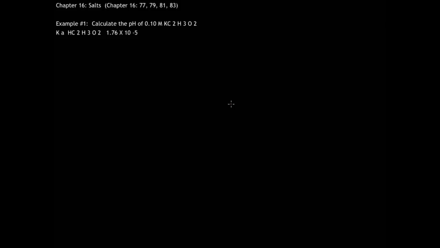Here we go. All right, calculate the pH. Ooh, that's kind of funky. Of a 0.1 molar, and this, I'm going to rewrite this, KC2H3O2. All right, so the first thing you always do in this is identify the major species.